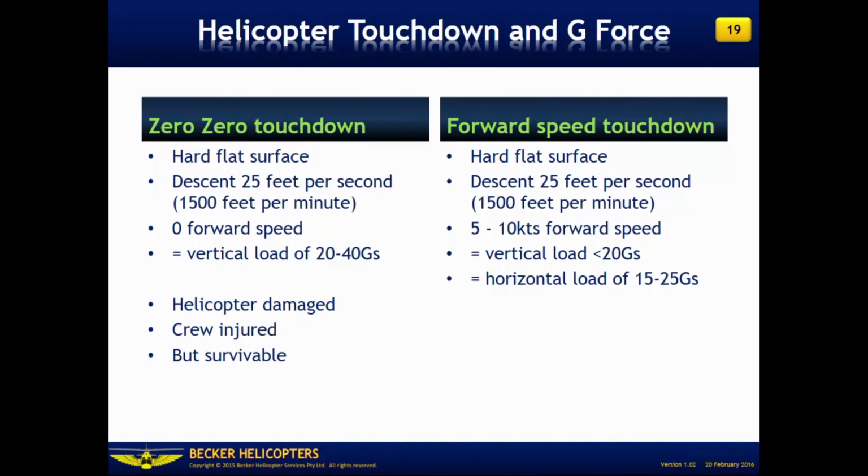Click. So helicopter touchdown, 0-0 touchdown, hard flat surface, descent 25 feet per second, 1,500 feet per minute, no forward speed, we've got 20 to 40 Gs. We're damaged, we're hurt, possibly survivable. Forward speed, hard flat surface, 25 feet per minute, 5 to 10 knots forward, we're only going to be down less than 20 Gs vertical, horizontal is going to be 15 to 25, so we've spread the load. So you can see a bit of forward speed can have an advantage.